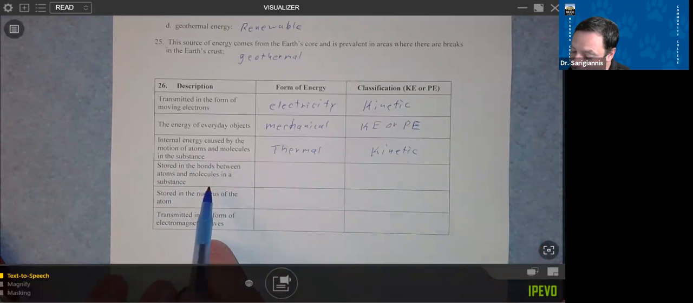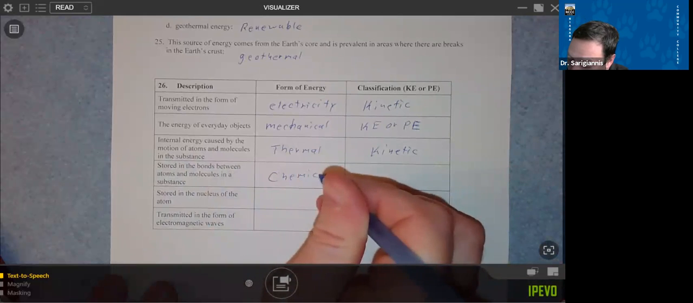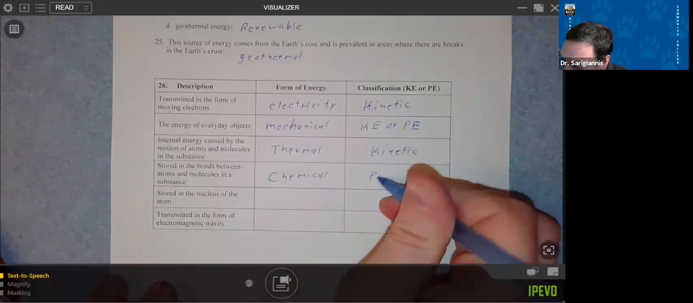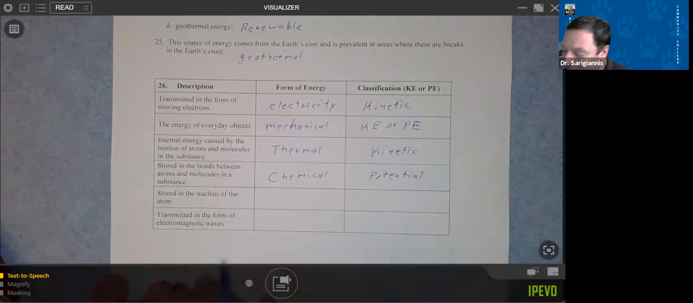All right, stored in the bonds between atoms and molecules in a substance. Okay, so this is chemical energy. Hopefully you guessed chemical. And the type of energy this is, potential energy. Right, it's stored energy. So something like gasoline, right? You can take gasoline, you can ignite it. And what you're doing is you're releasing energy by breaking the bonds between the atoms in the molecules in the gasoline.